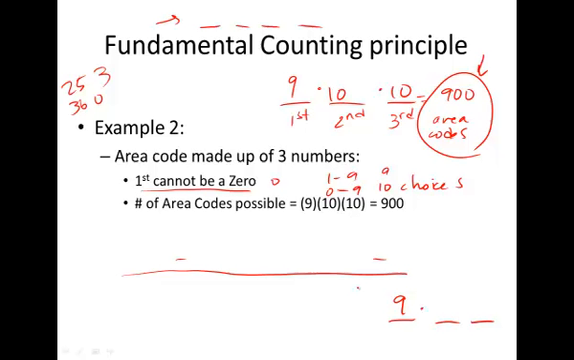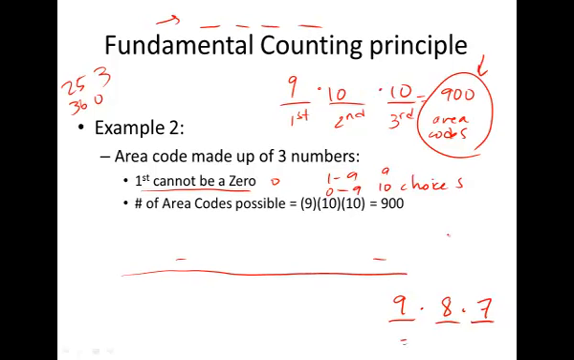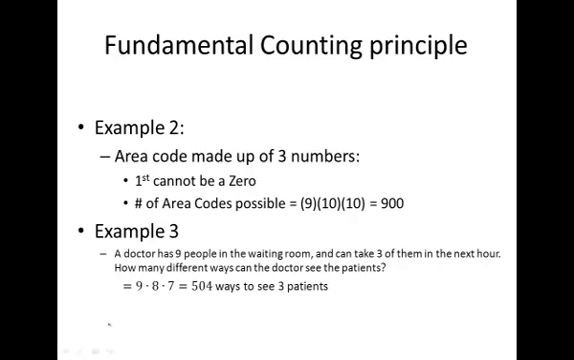Okay, but one of the patients has been seen at that point. So for the second choice, there's only 8 people to choose from. And for the third choice, there's only 7. So we would say 9 times 8 times 7. That's how many people we have to choose from, 504. So there's 504 ways to see the 3 patients.